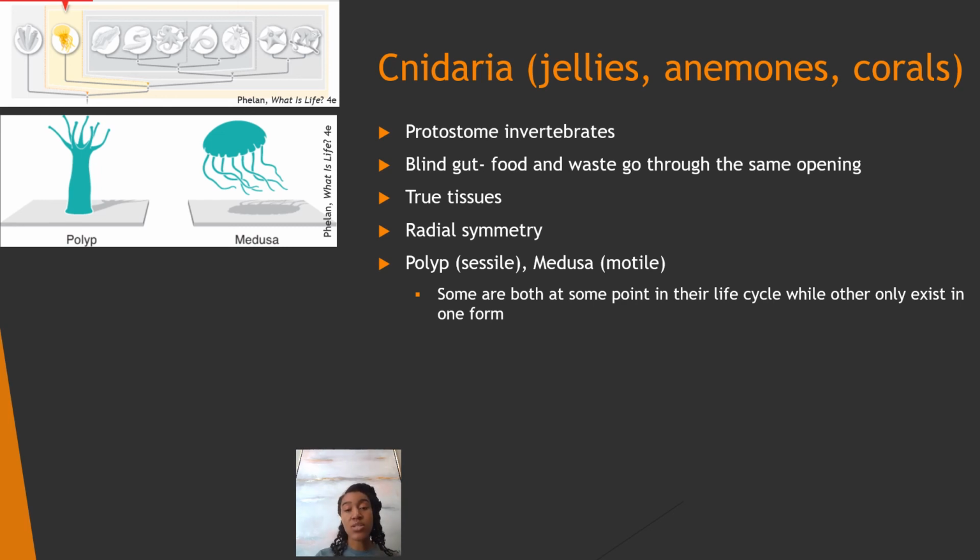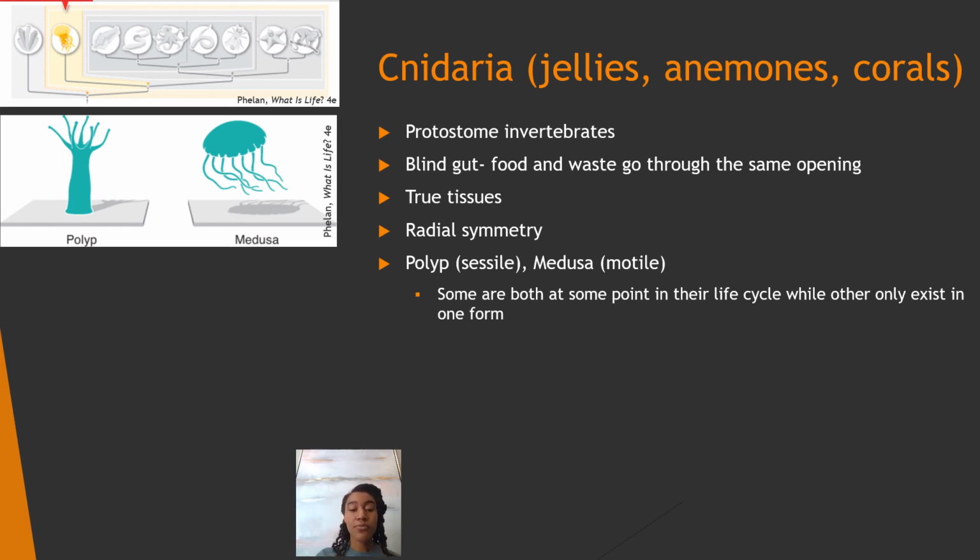Unlike the sponges, cnidarians do have true tissues, so they do have aggregates of cells that work together to perform a common function. Cnidarians exhibit radial symmetry, so we can divide them in half using multiple bisecting lines and get two equal mirrored halves. And then the cnidarian life cycle is composed of two body plans.